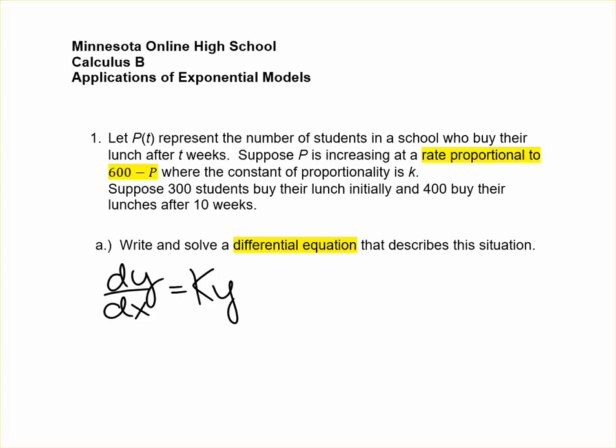In this case, we are actually given a function for y. So we're going to write our differential equation as dy dt, because this is in relationship to time, equals k, our proportionality constant, times 600 minus p.